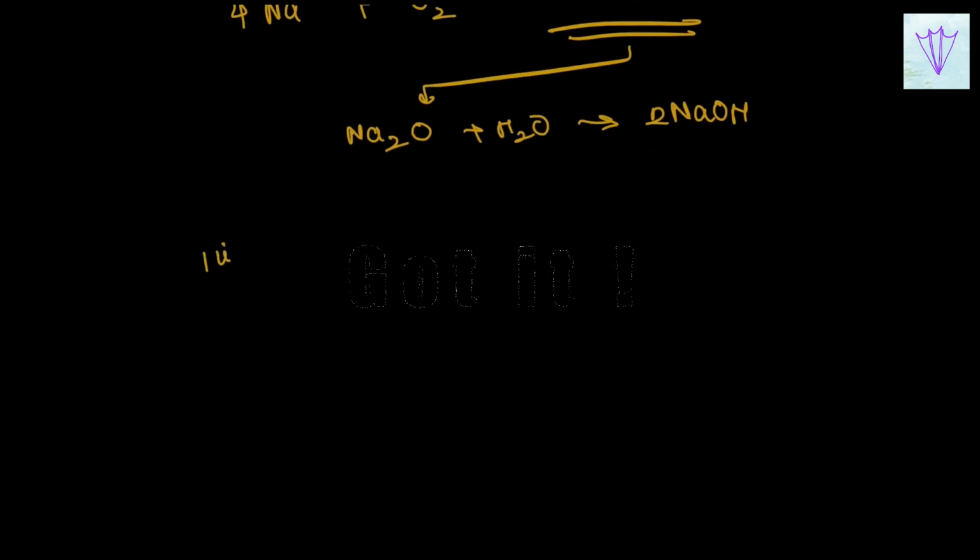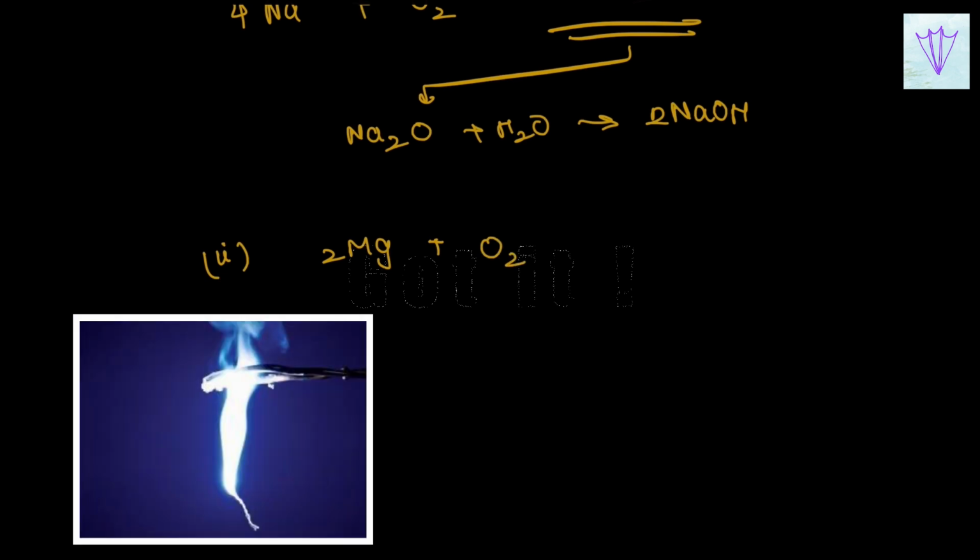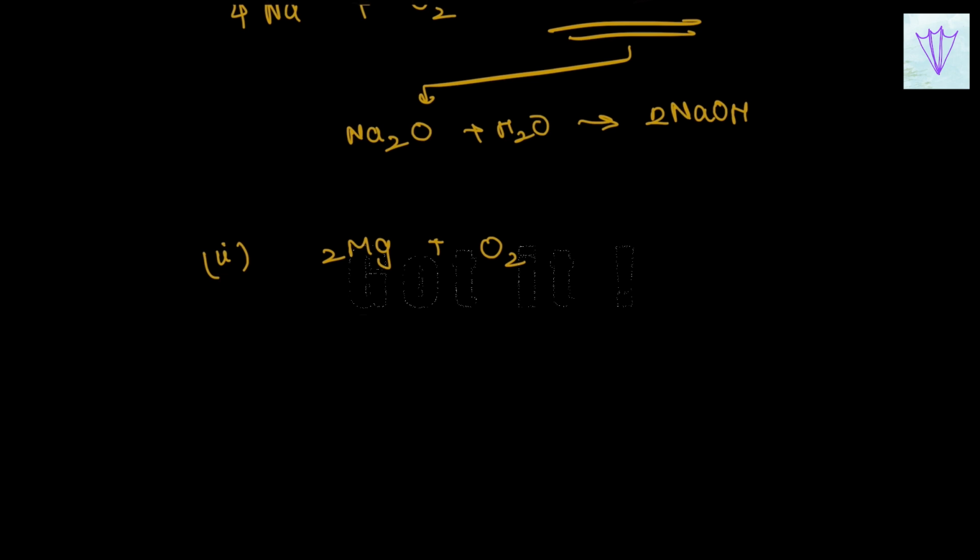The next reaction we'll study is the reaction of magnesium with oxygen. Magnesium will not react with oxygen at room temperature, but only on heating. Mg burns in air with a dazzling white flame, producing a large amount of heat, and a white colored compound, magnesium oxide, is formed.